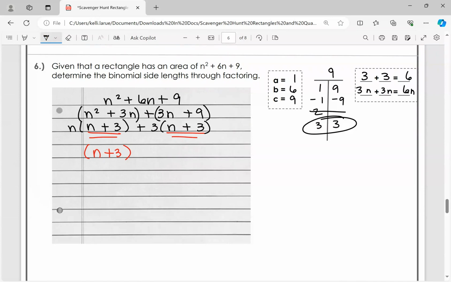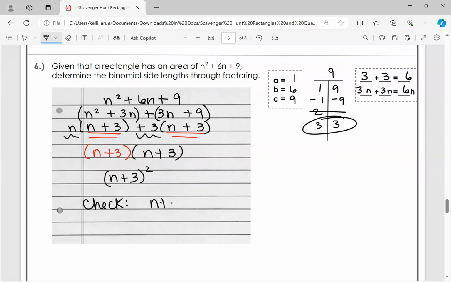But anyhow, when I factor out that common group, it leaves me with n plus 3. And notice that I have two quantities that are exactly the same. I have n plus 3 times n plus 3. So when that happens, technically what we have is n plus 3 squared. You guys know that. Anything times itself is itself squared. Now we need to check our work.